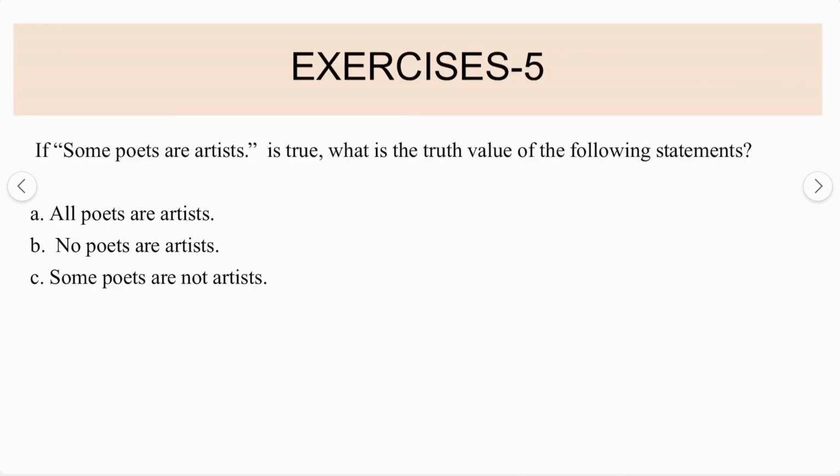Next, question number 5. If some poets are artists, that is true. What would be the truth value of the others? We have already done this question in the example also. Try to find the answer and let me know in the comment box. So you can write exercise number 5 and then you can write the answers.